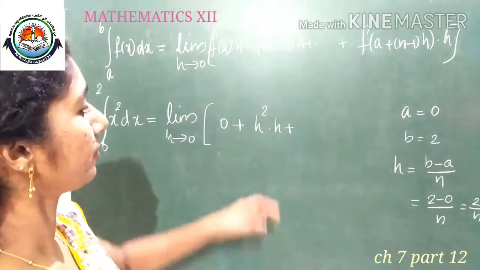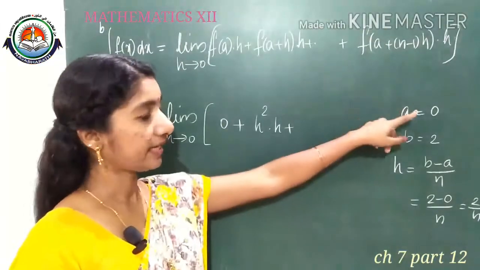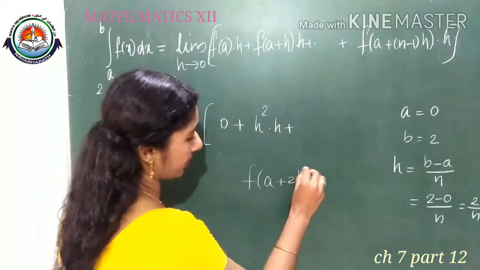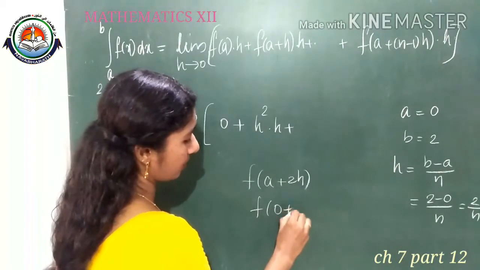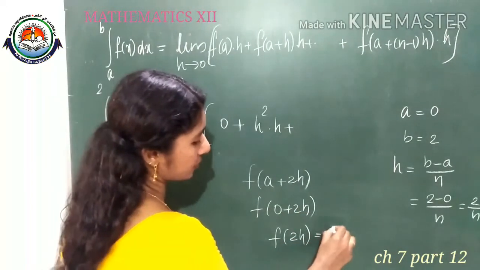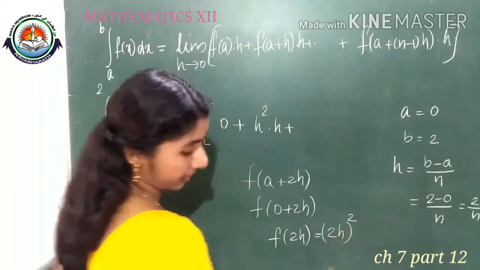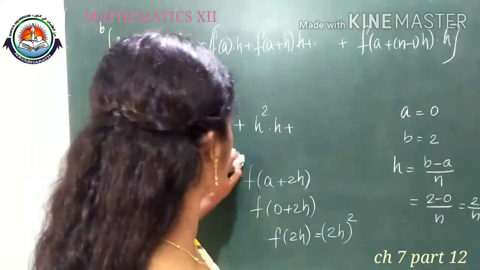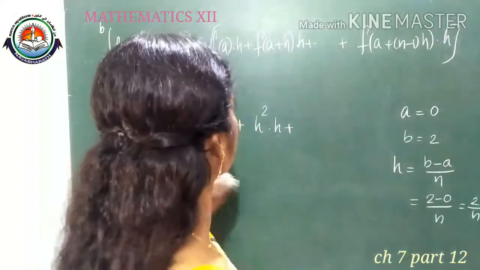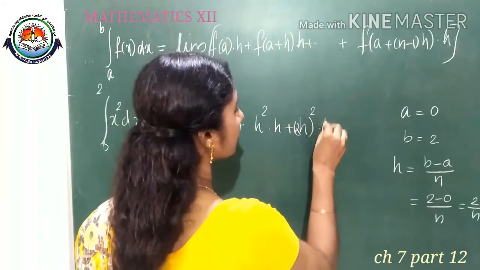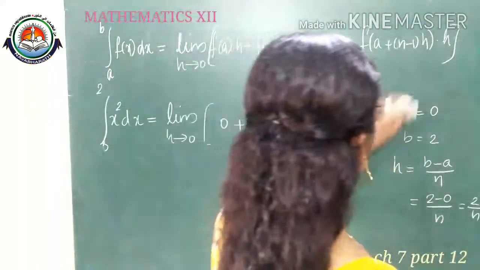Next one, f of a plus 2h. a is 0, so how will it become f of a plus 2h? f of 0 plus 2h. So f of 2h. f of 2h means 2h square, since f of x is x square. That's why f of 2h is 2h square. Okay. So 2h whole square into h plus etc.